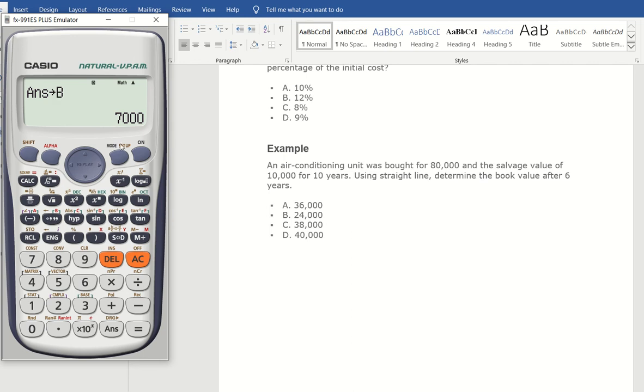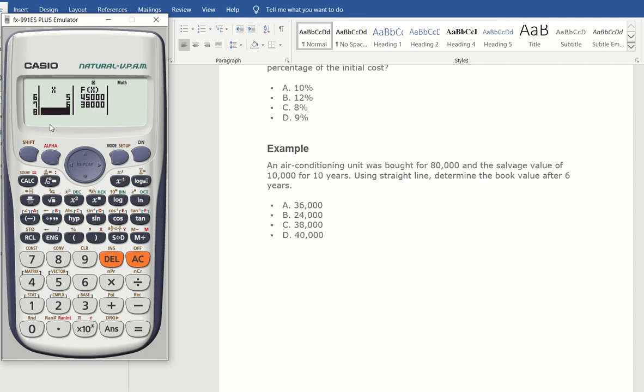All right. The next step again is to go to mode 7 table. Again, alpha A, which is your first cost, minus alpha B, which is the result when the cost is deducted by the salvage value divided by the years, and then alpha X. Then just hit equals. Equals starts at, again, I would suggest to start at year zero. Ends at, so it's asking for the book value after 6 years. So just put here 6, then hit equals, then equals.